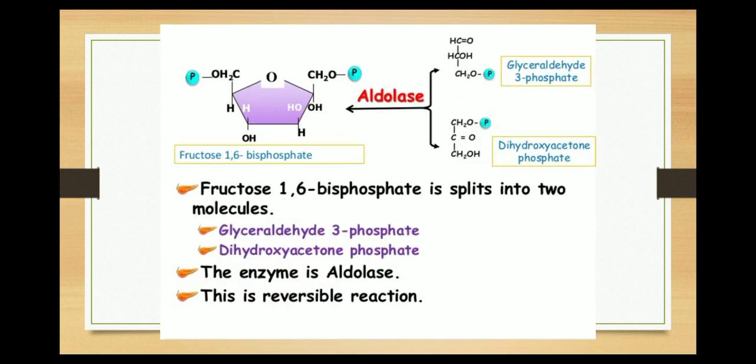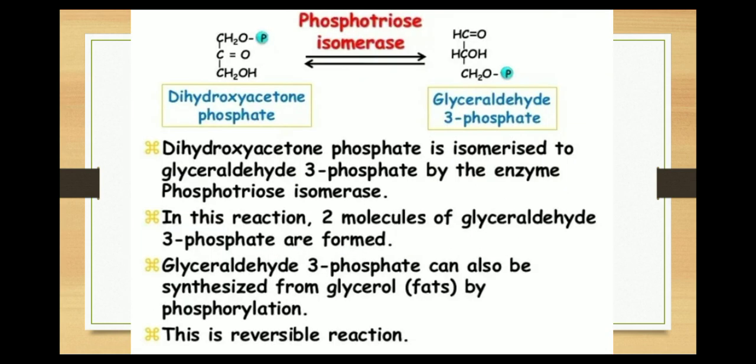Let's move on. The next step is in which fructose 1,6-bisphosphate is split into glyceraldehyde 3-phosphate and dihydroxyacetone phosphate with the help of the enzyme aldolase. Fructose 1,6-bisphosphate splits into two molecules, as I already discussed, glyceraldehyde 3-phosphate and dihydroxyacetone phosphate. The enzyme is aldolase and this is also a reversible reaction. Let's move on.